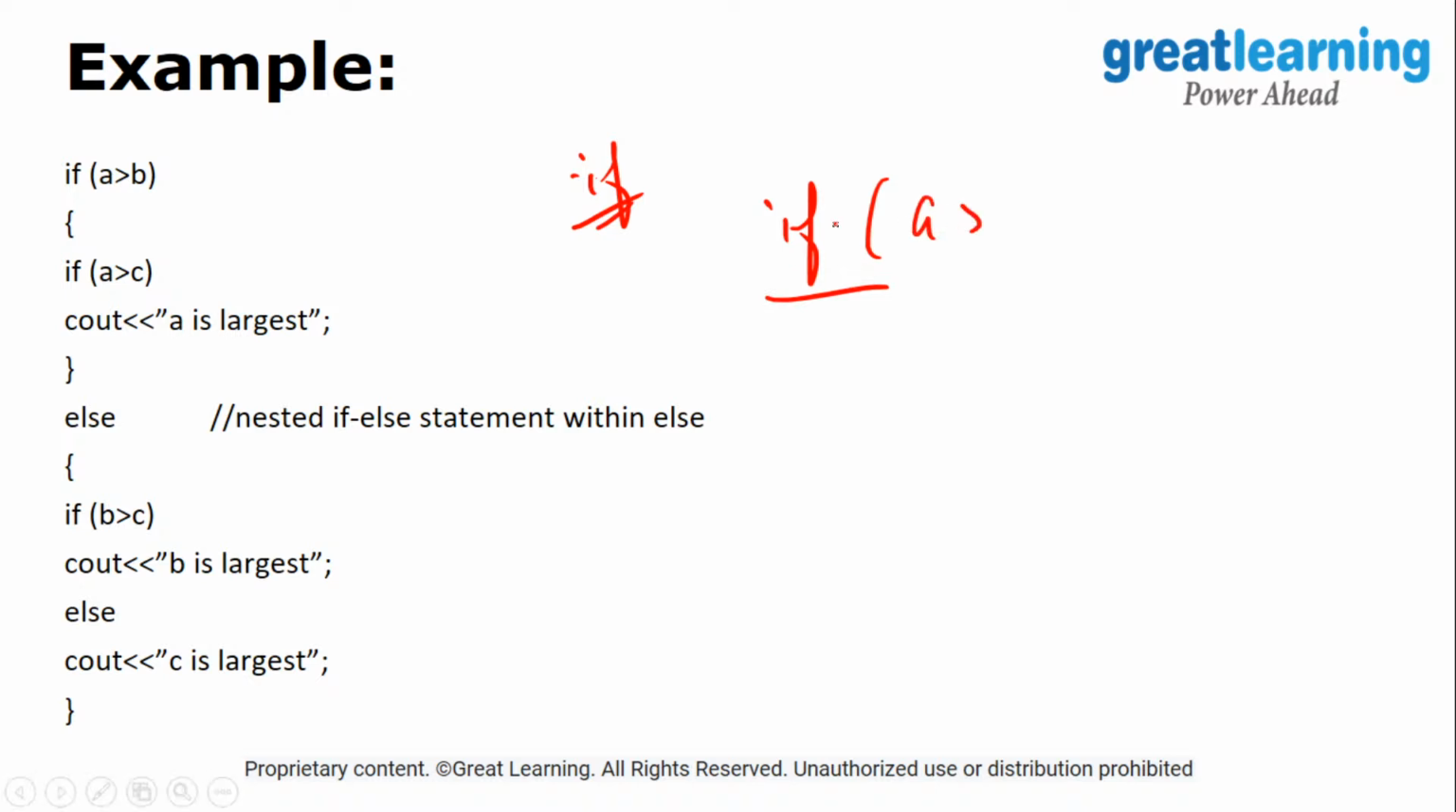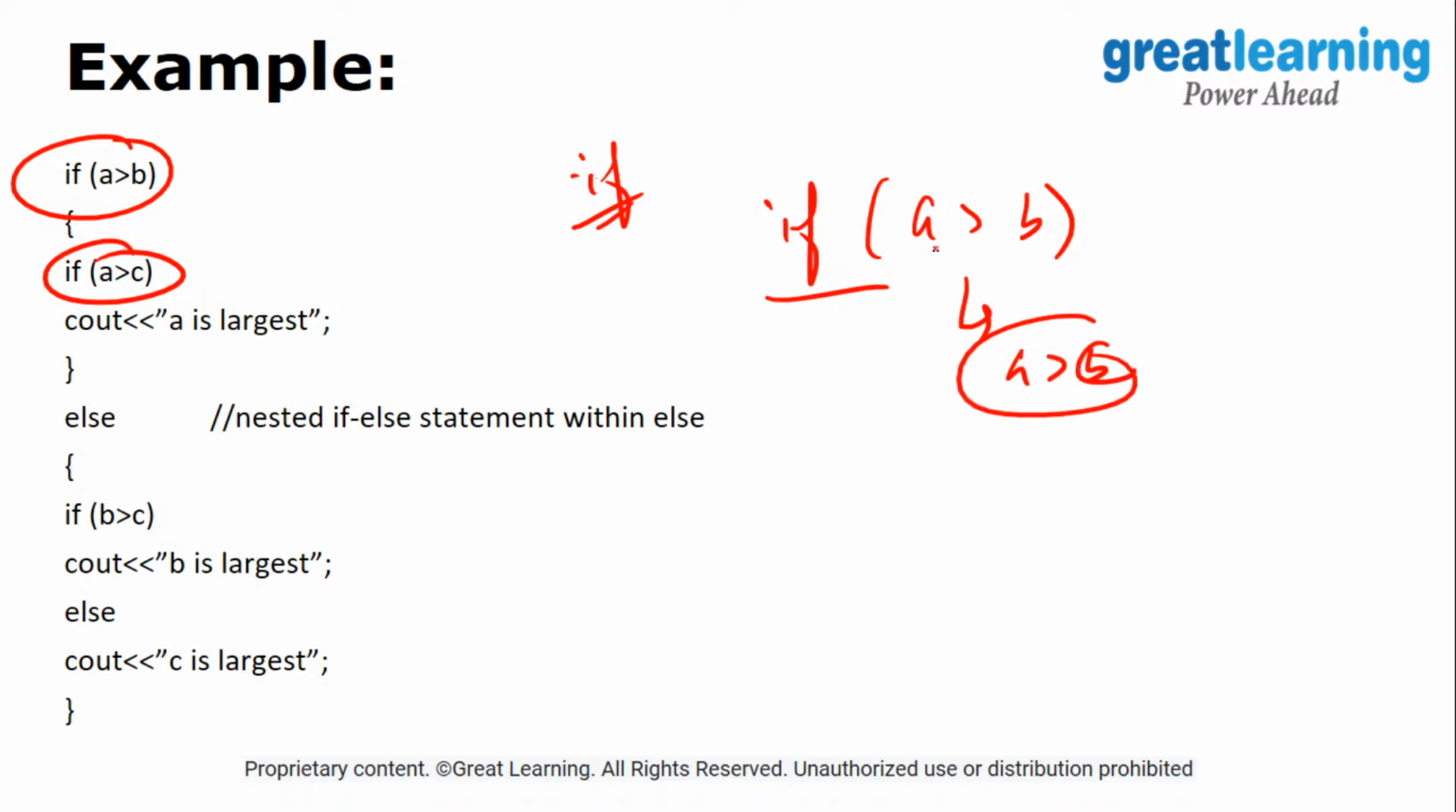You now understand how to initialize the a variable and b variable. So you're checking if a is greater than b, right? If a is greater than b, then you're checking if a is greater than c. If a is greater than c, that means a is greater than b as well as c, so a is the greatest. So that is what is written.